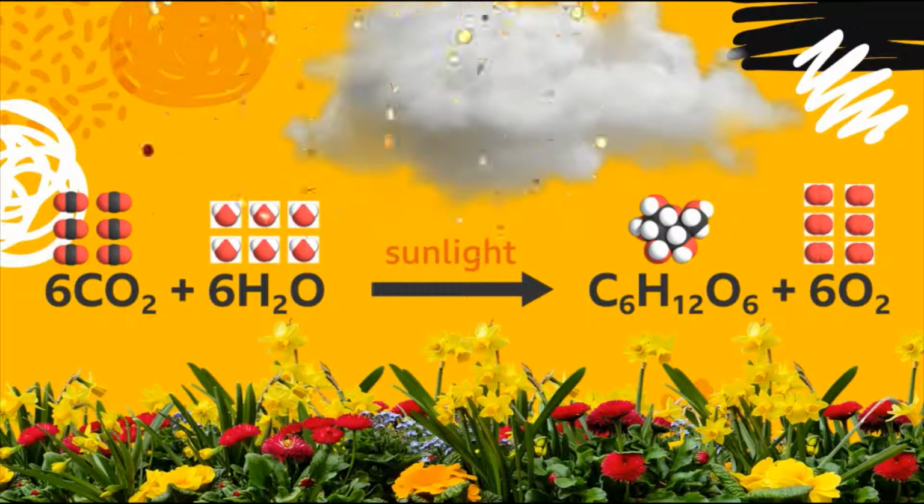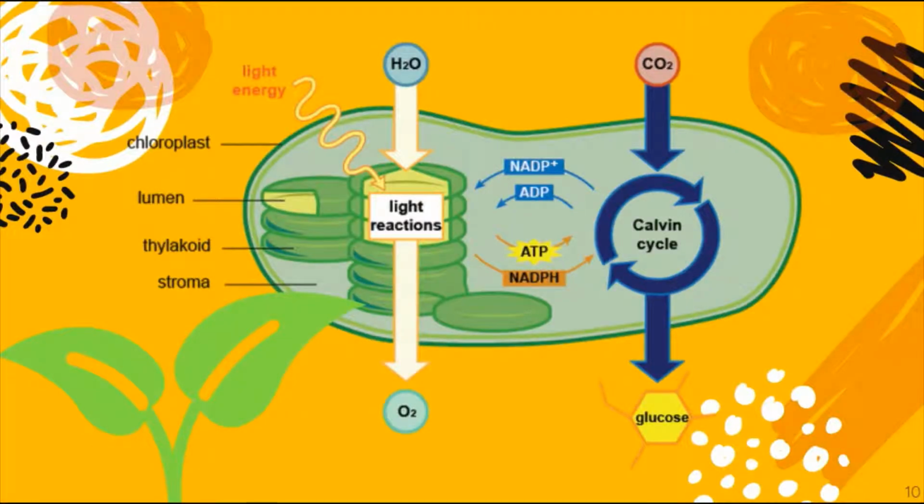As you can see here, this is the formula for photosynthesis. However, it's not necessarily this simple. It's actually composed of two processes, the first being light reactions and the second being the Calvin cycle.